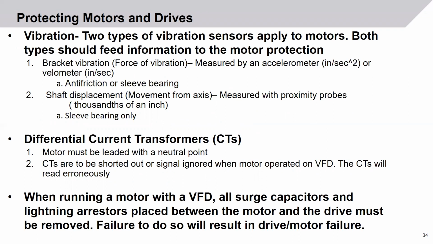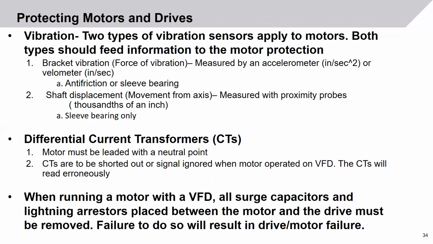There's bracket vibration, which measures the force of the vibration. This will be measured by an accelerometer in inches per second squared, or by a velometer, which is inches per second. This will apply to motors with anti-friction or sleeve bearings. The other protection that's required is shaft displacement, which is actually movement about an axis due to the vibration. This is measured with proximity probes in thousandths of an inch. However, because of construction, this will apply to sleeve bearings only.